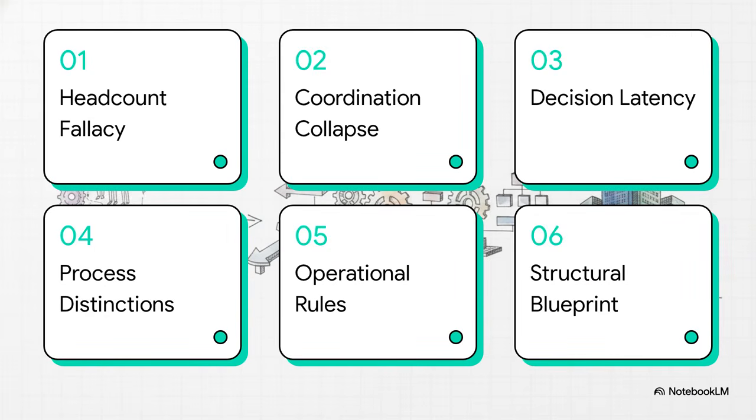We'll start with the headcount scaling fallacy, map out failure modes like coordination collapse and decision latency, draw some crucial distinctions in process improvement, outline concrete conditional operational decision rules, and finish up with the structural growth blueprint. Let's get right into it.